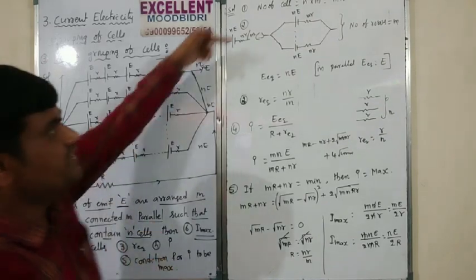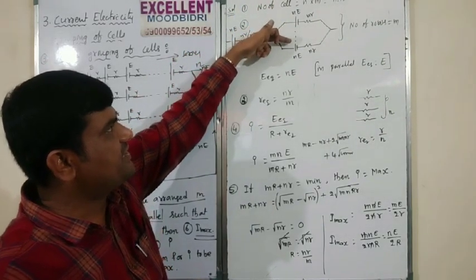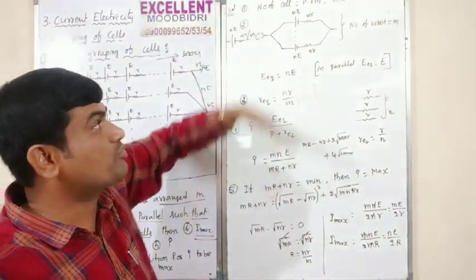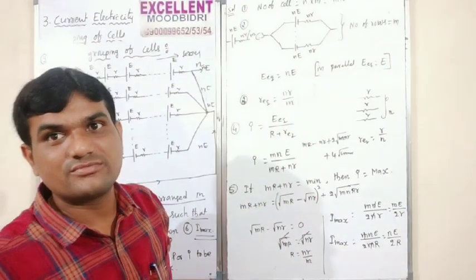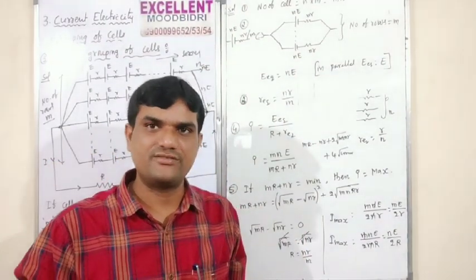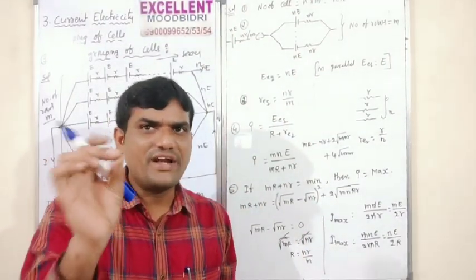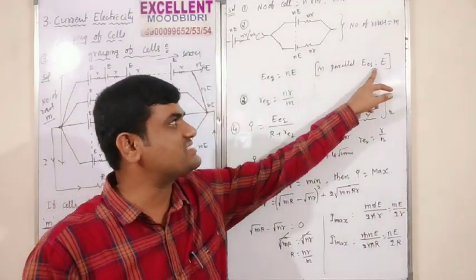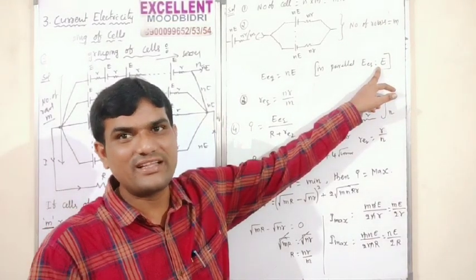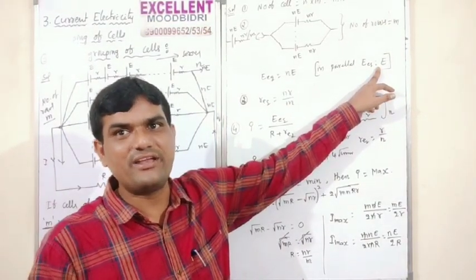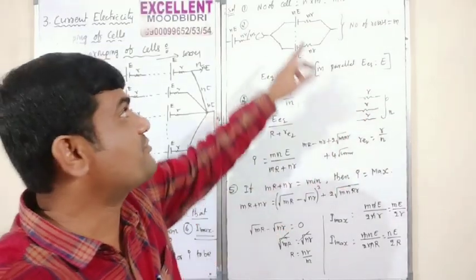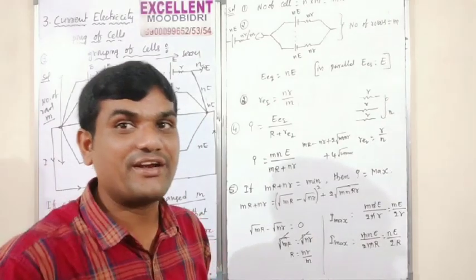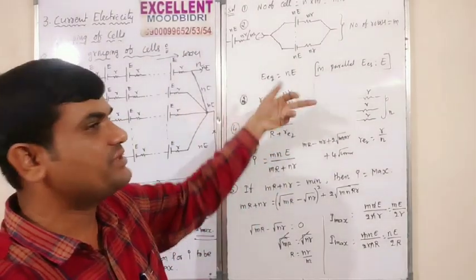Correct? So nE, what combination? Parallel combination. How many rows like that? M rows are there. In parallel combination, the effective EMF is just E only, that means the value of one cell. Instead of E, what should be there here? nE will be there. Therefore, the equivalent EMF is equal to nE.